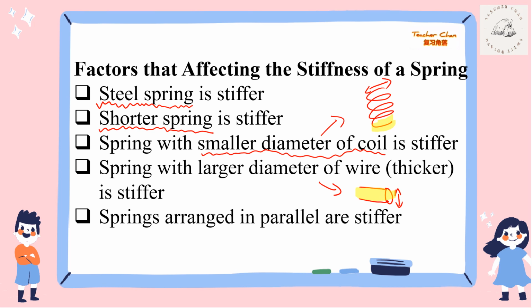So the last one, which type of arrangement of the spring will be stiffer? Actually the answer will be our parallel arrangement. When the springs are in the parallel arrangement, it will become stiffer.